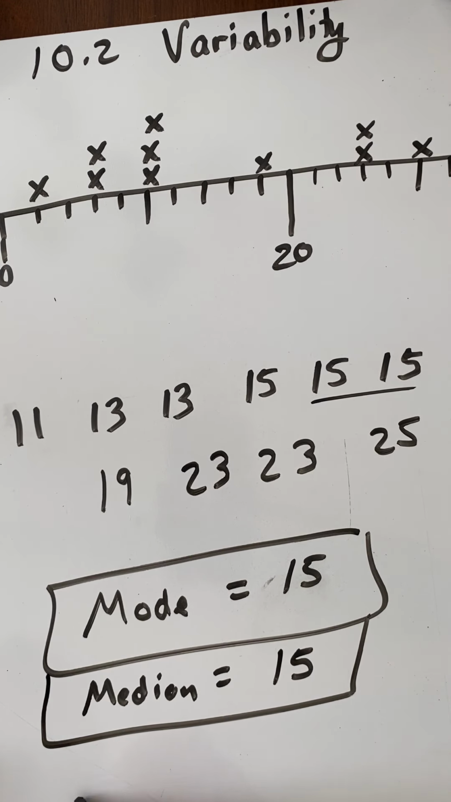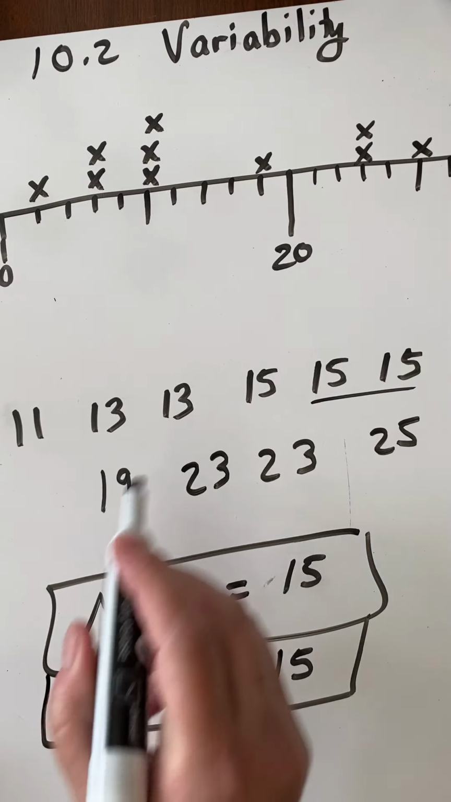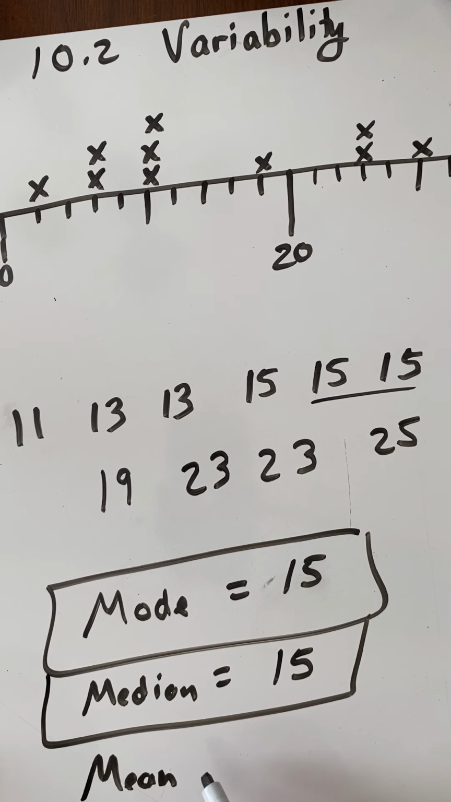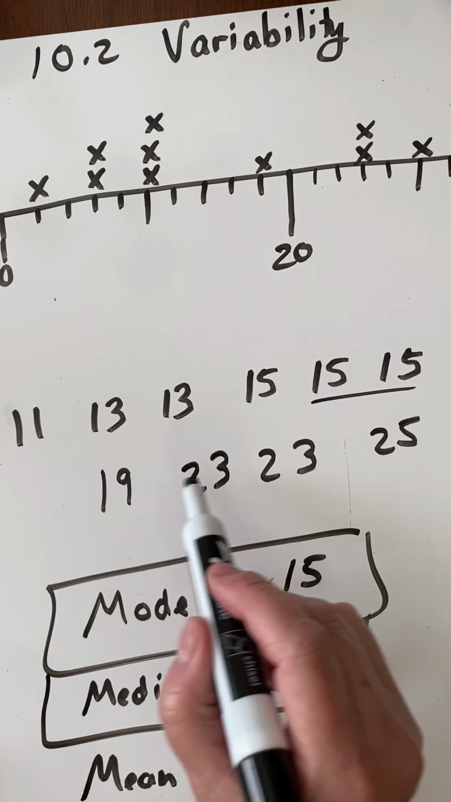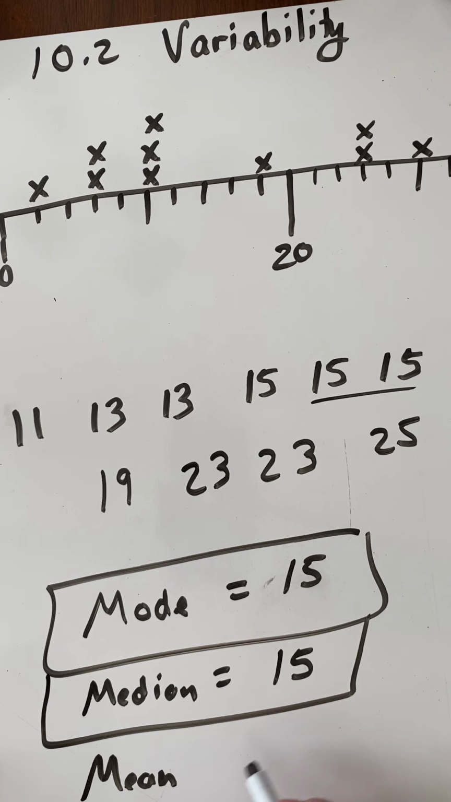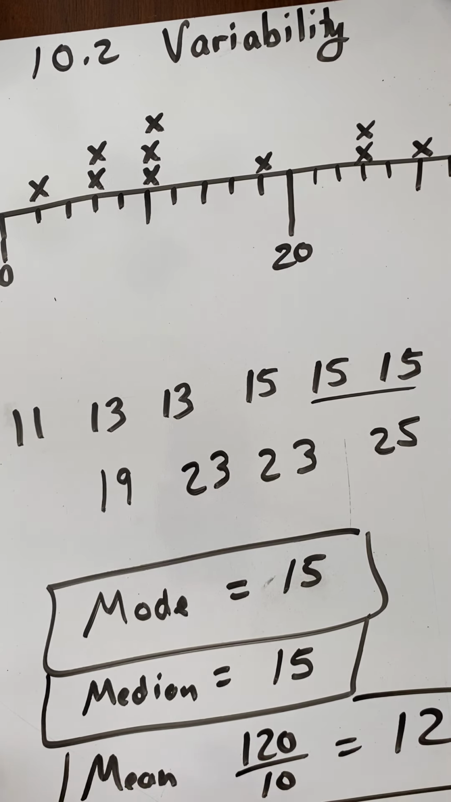And then my mean is where I have to add all of these numbers together and divide by 1, 2, 3, 4, 5, 6, 7, 8, 9, 10. I've already pre-added it, and I got 120 divided by 10. So my mean is going to be a 12. Those are my measures of center.